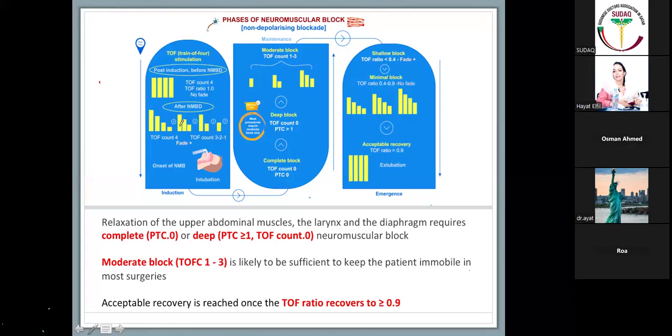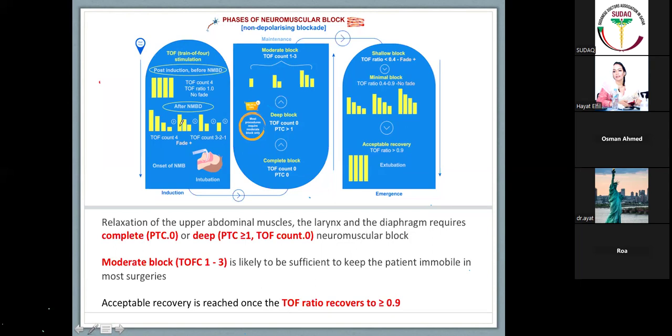So this might be the time for intubation. You have a reduction in the train of four count and train of four ratio. Train of four is important to see the patient going to the depth of block. Subsequently, once the block is very deep or complete, then train of four will not be of use. Then you have to use the post-tetanic count, with which you appreciate the deeper block.